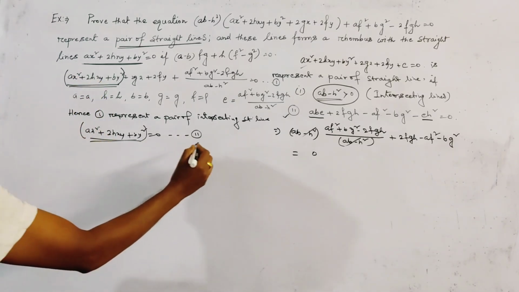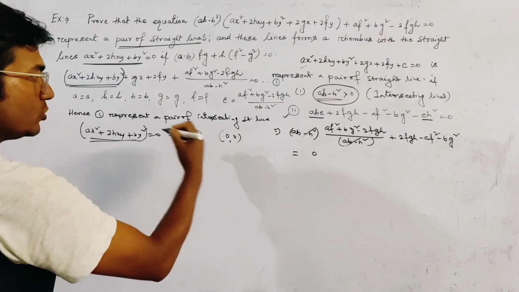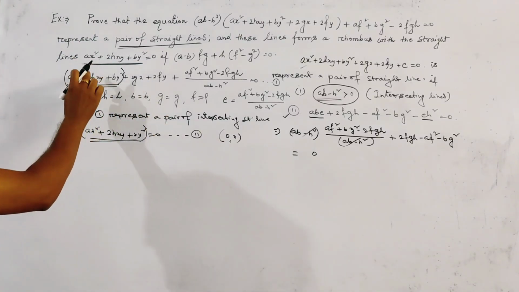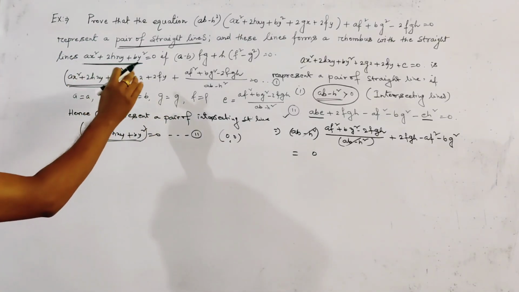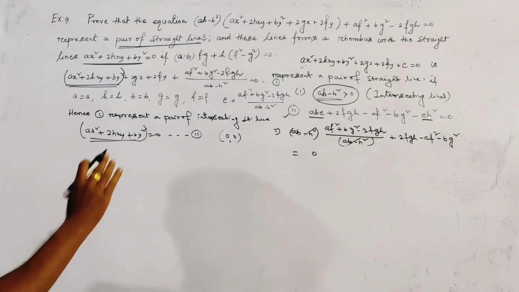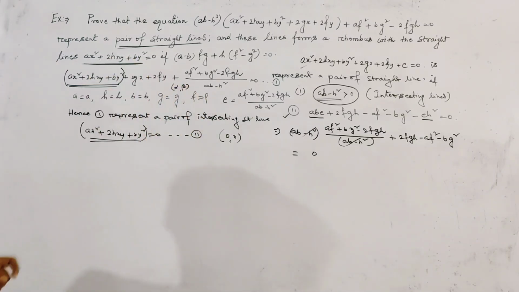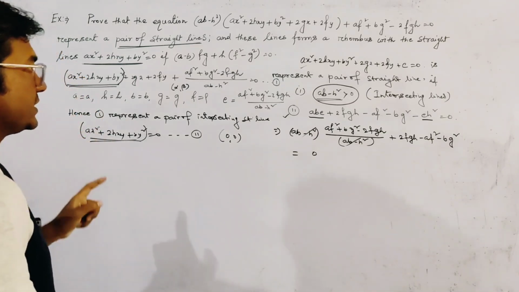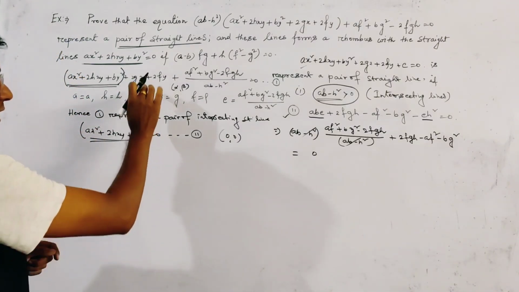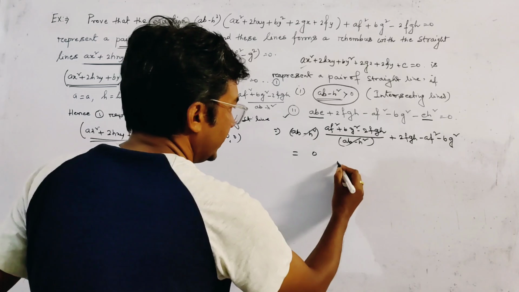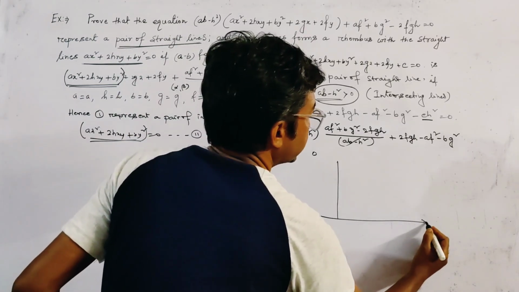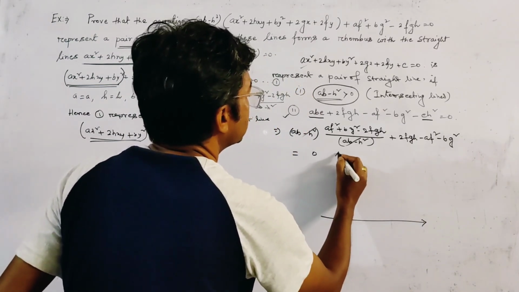And this straight line obviously passes through (0, 0), but this straight line does not pass through (0, 0). Let it pass through (alpha, beta). We draw a rough sketch here for this line and this line. Let this be the x-axis and this the y-axis.